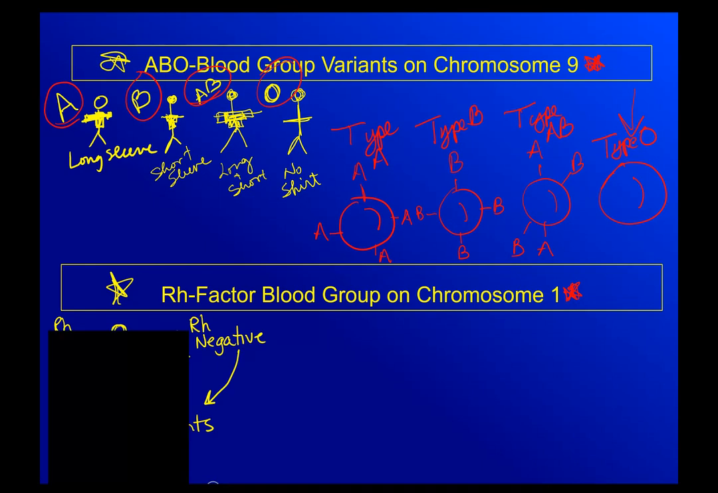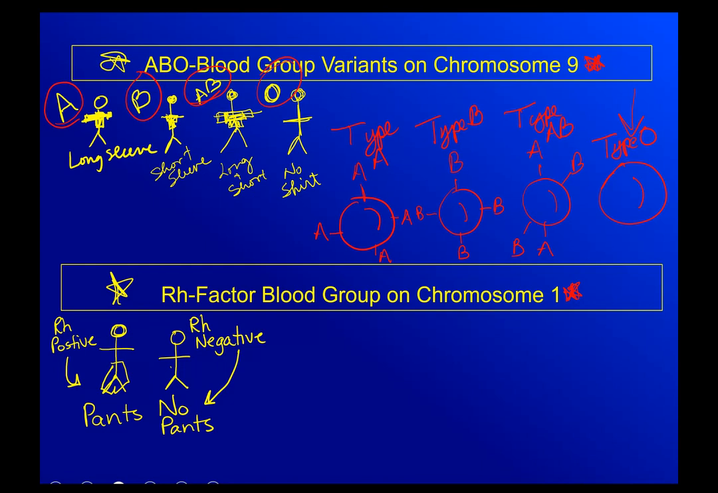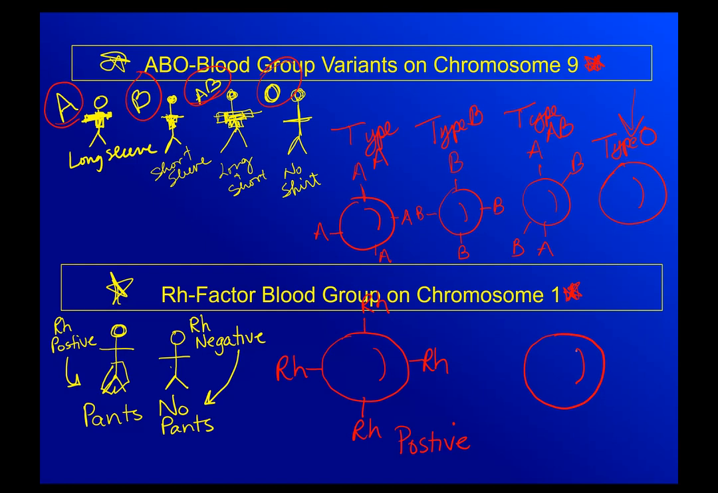So again, if we're looking at this as if it were cells, you either have Rh, in which case you are positive, or you don't have Rh, in which case you are negative. Okay?